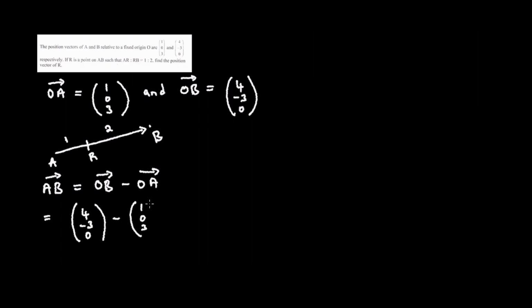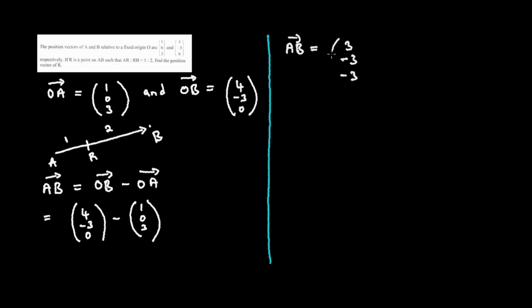103. Like this. Saka maybe let me do this kuti working yangu iwe pan 1. Saka panapa tiri kuona kuti AB inenge iri equal to, we know kuti we are just going to subtract zvinhu sezvazviri, saka 4 minus 1 is 3, minus 3 minus 0 ndi minus 3, 0 minus 3 ndi minus 3, like this.